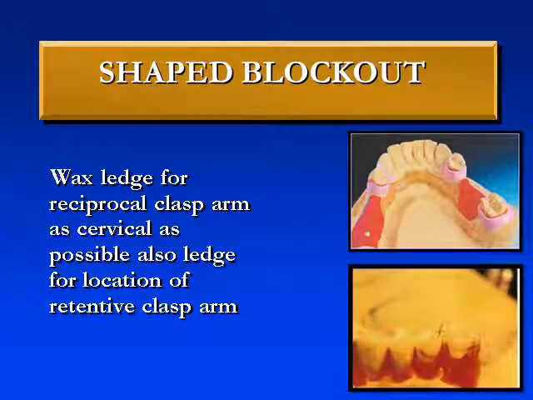The second type of the blockout procedure is the shape blockout. Shape blockout is represented by a wax ledge for the reciprocal clasp arm placed as cervical as possible. Also, the wax ledge for the location of the retentive clasp arm. So we place some types of wax in the area cervical to the location of both the reciprocal and retentive clasp arms.